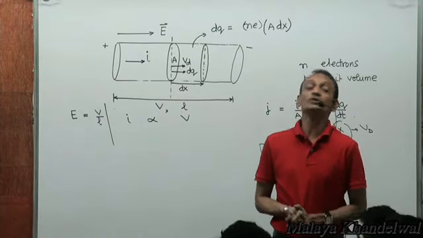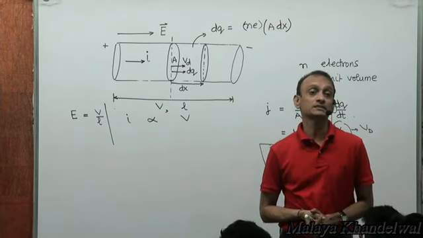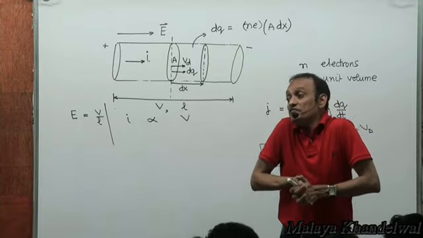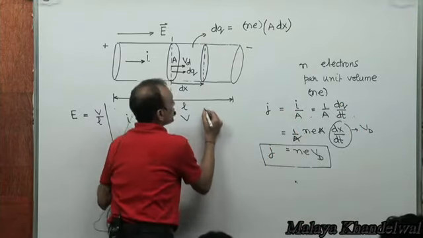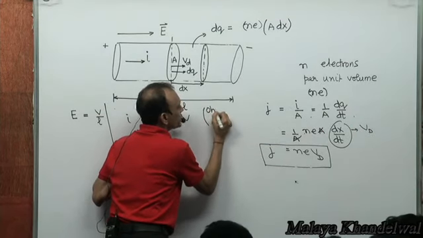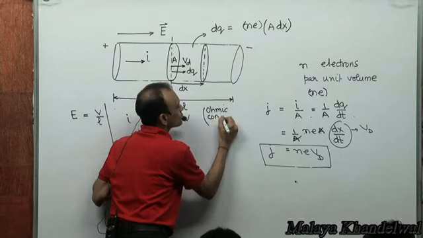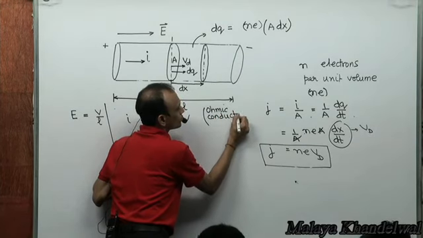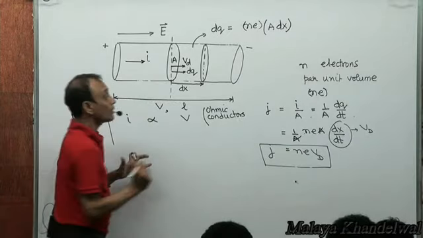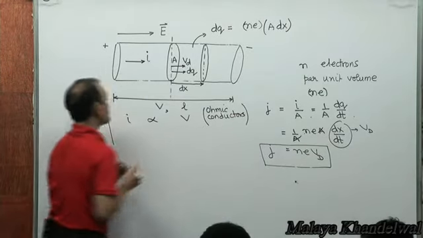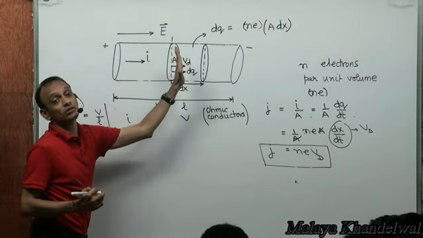Conductors that enjoy these characteristics are called ohmic conductors. Conditions under which this happens are called ohmic conditions. And there are ohmic conditions. One thing, of course, I have to maintain the temperature constant.